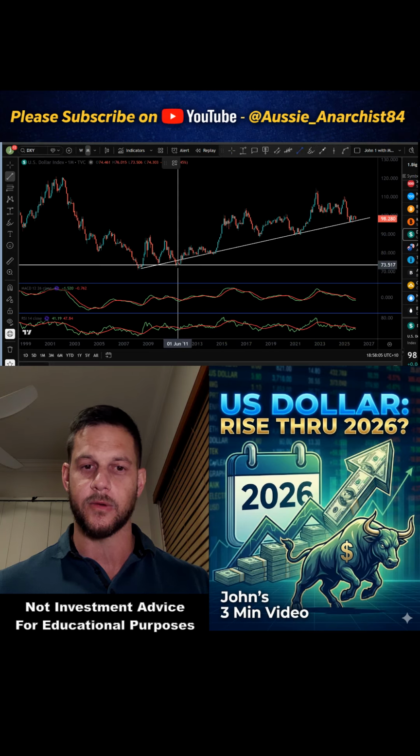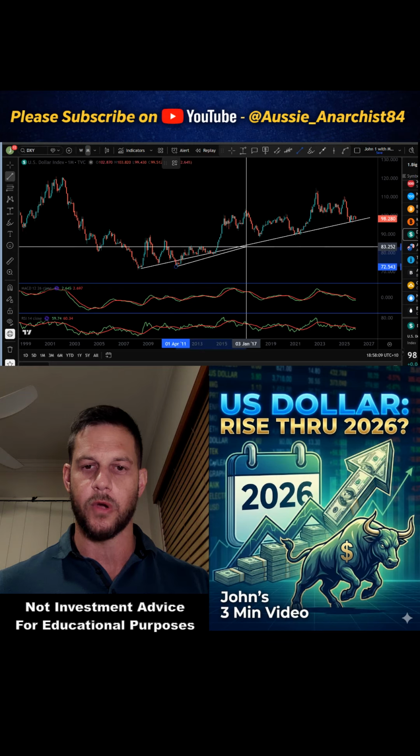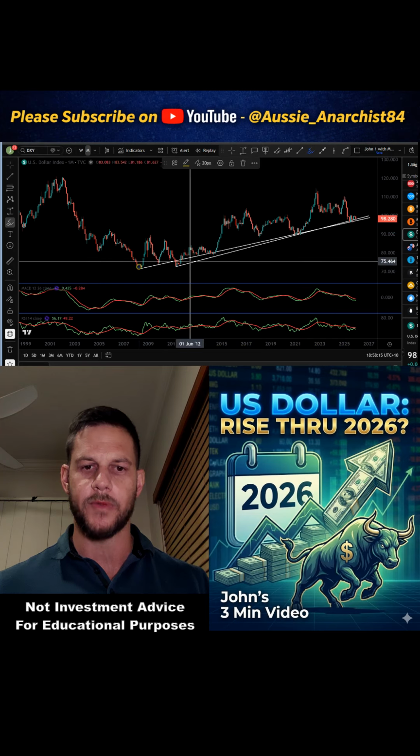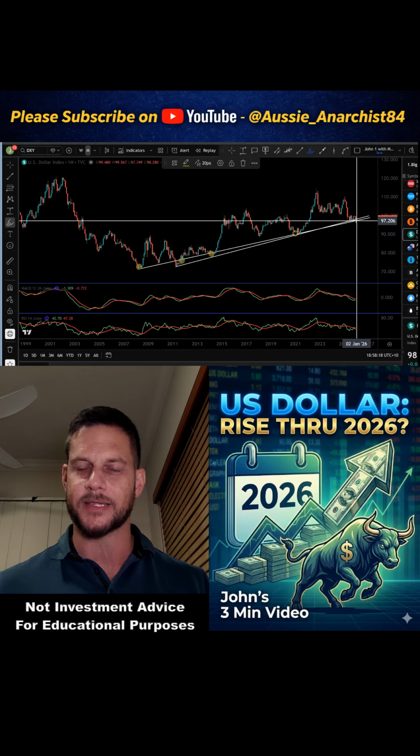Now, you might say this little, I would call that a false break to the downside. But even if you were to draw the uptrend using that line, you can see where we are today, starting 2026. If you were a buyer of this uptrend, the US dollar is right back to that buy level.